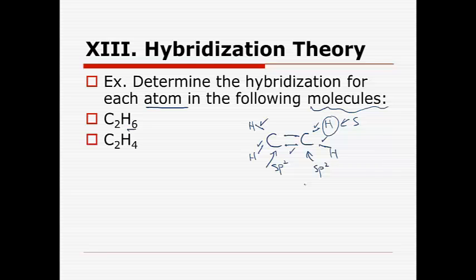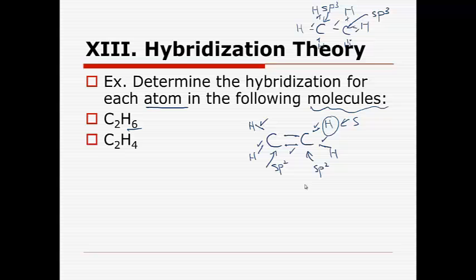Let's look at C2H6 up here. Your Lewis structure is going to look like this, with H and H. For this carbon right here, you count the number of single bonds. 1, 2, 3, 4. So total is 4, so that means it must be sp3. Same on that carbon there. 1, 2, 3, 4. So that's also sp3.